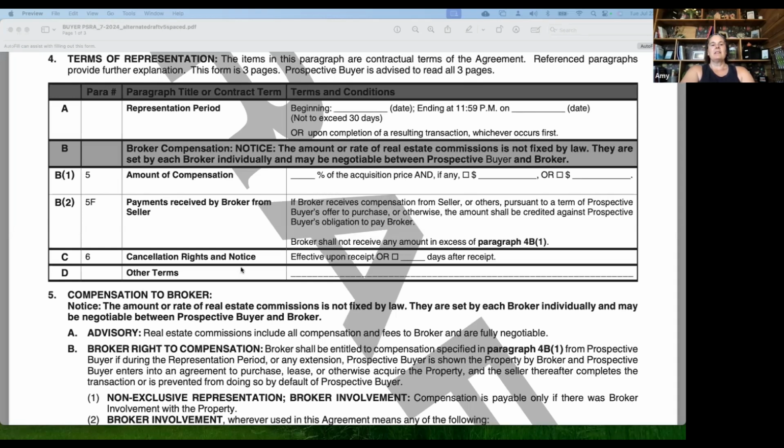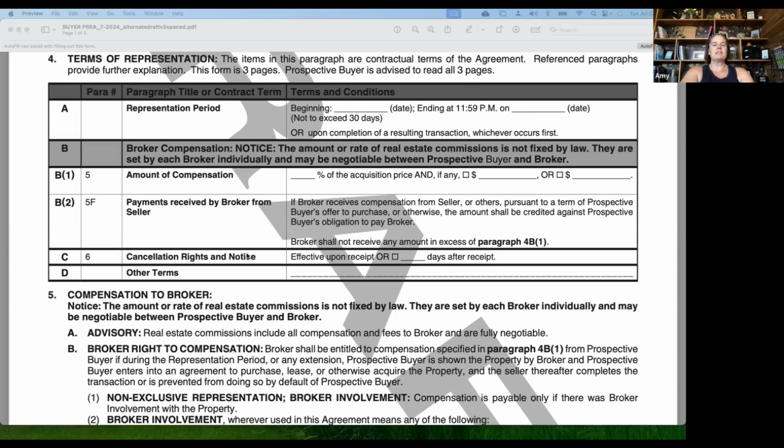Cancellation rights and notice effective upon receipt or blank days after receipt. I would make sure I check the box here and put like 15 or 30 days or whatever, just so you can't go show the buyer property, they turn around, decide they want to write an offer, and send you the cancellation of this, and then they could go make an offer on the property behind your back. This just protects you there. So I'd probably put like 30 days after receipt or 20 days or whatever that is.